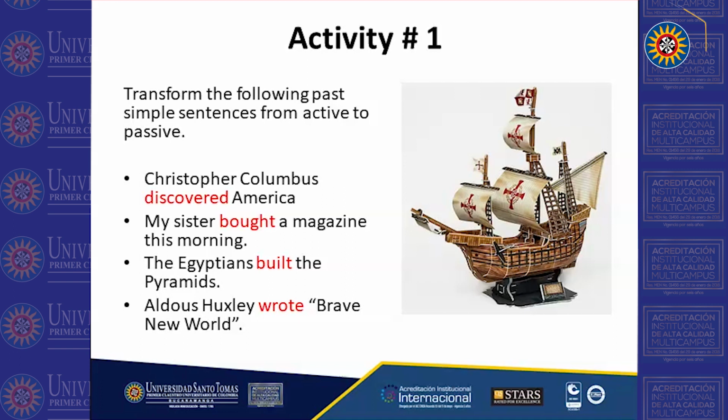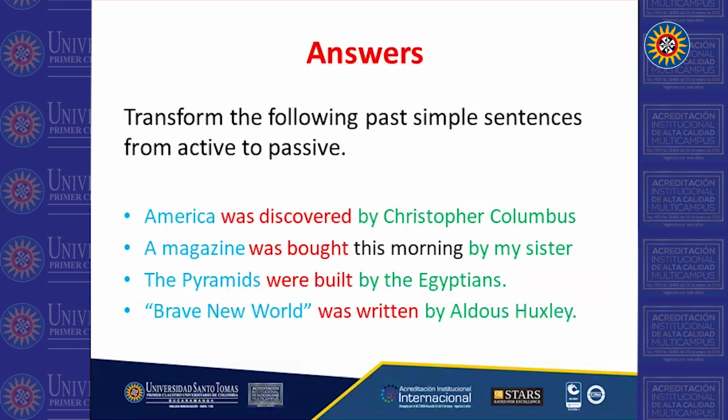Okay, do you have it ready? Now, let me show you the answers. How is that passive voice for the first one? Well, America was discovered by Christopher Columbus. You know, Christopher Columbus is now in second position, at the end of the sentence, with the preposition by. And we emphasize America. We emphasize the object here.